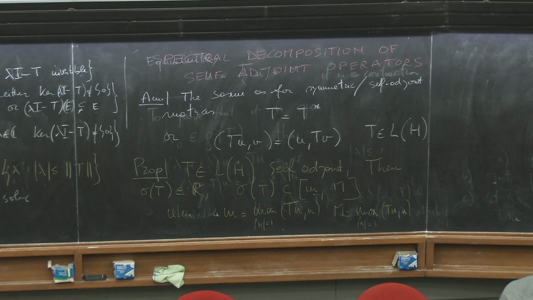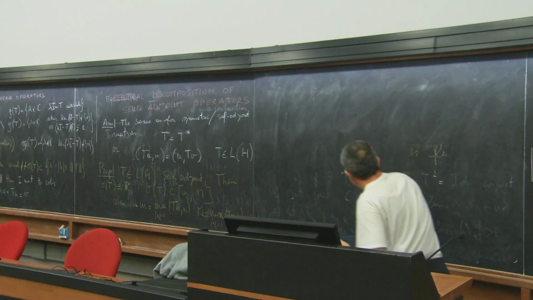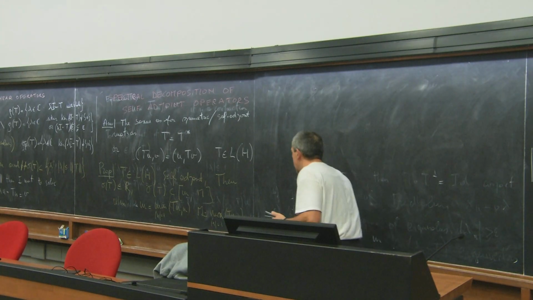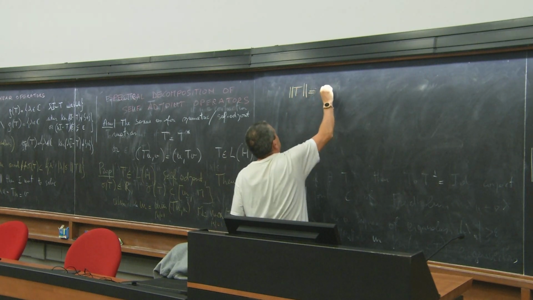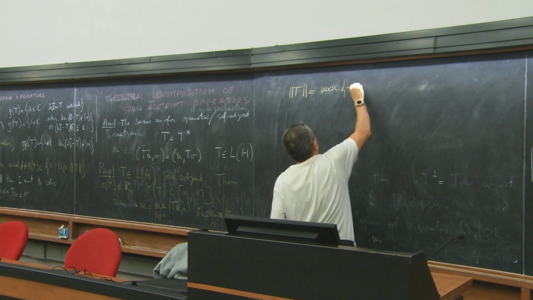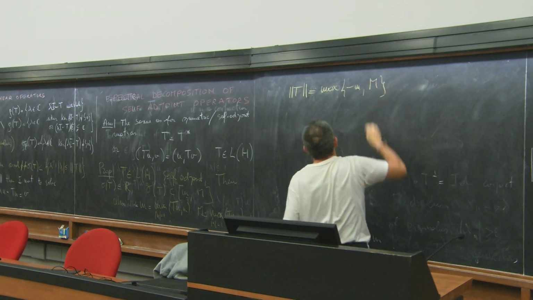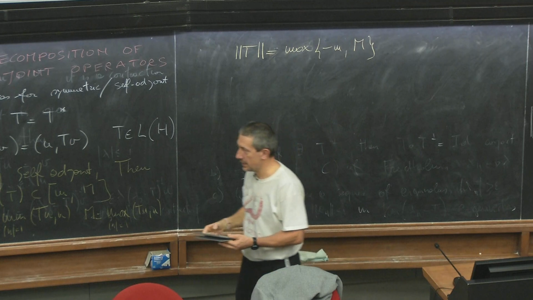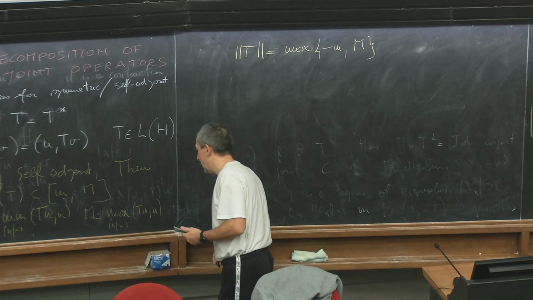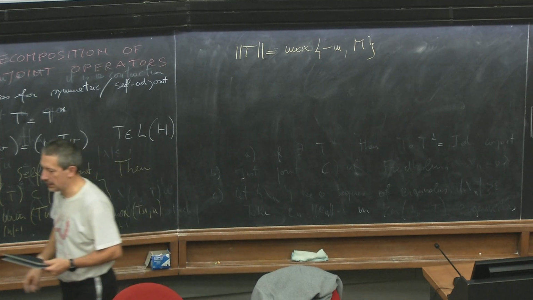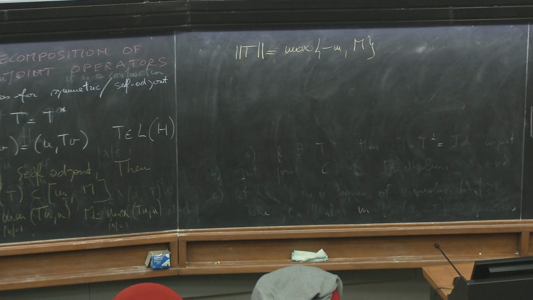Finally, the norm of T is the max between minus m and M. Okay, let's see how much of the proof we can do, otherwise we will restart.